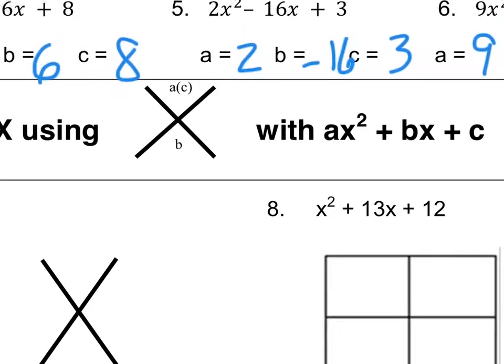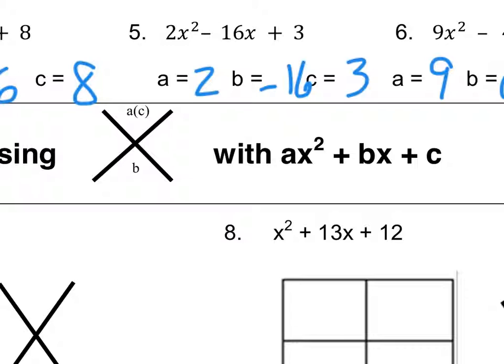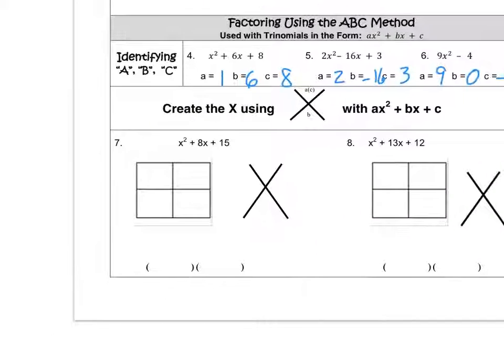the X of the puzzle, all that really is your A times C on the top and your B on the bottom. So as soon as you can quickly identify your A, B, and C, you can quickly set up your X puzzle. And we will be using this X puzzle from now on for doing all of our factoring.